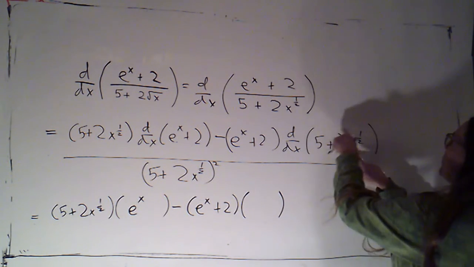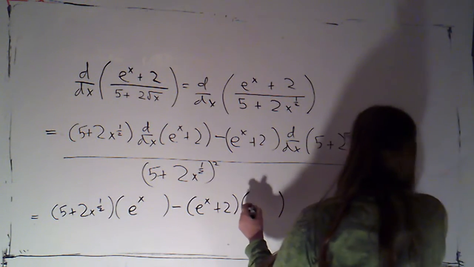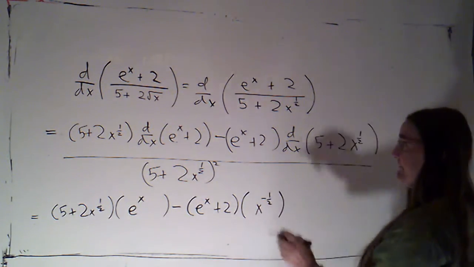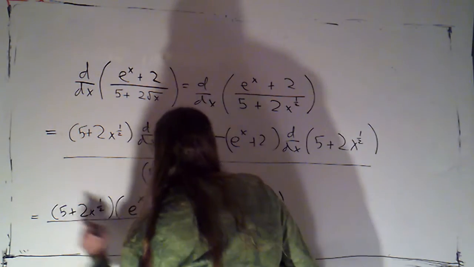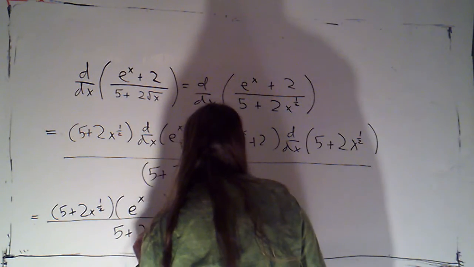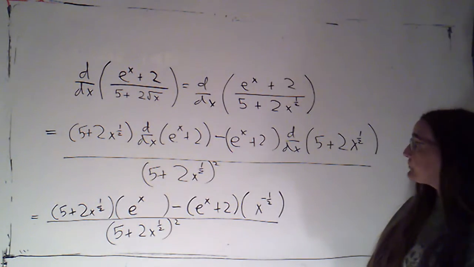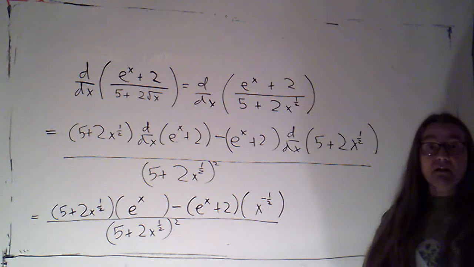The derivative here, the 1/2 comes down with the 2. That becomes 1 copy of x to the negative 1/2. And then that's all over 5 plus 2x to the 1/2 quantity squared. All right, totally fine to stop here.